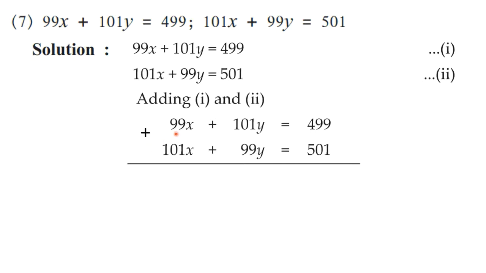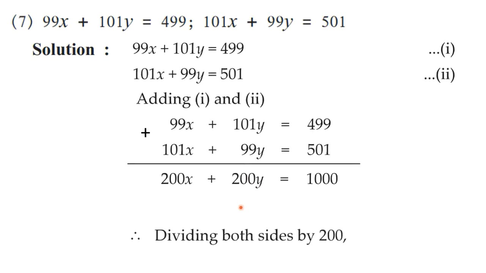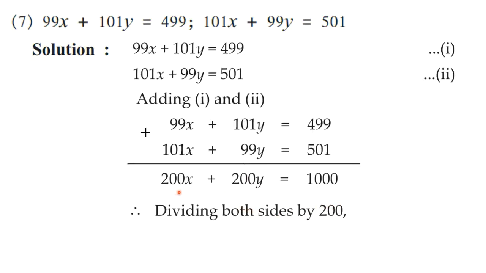Now let's add the coefficients. 99 plus 101, we get 200x here. Here again 101 plus 99, so we get 200y. And if we add 499 and 501, we get 1000. So after adding, we got this equation. But further we can simplify it. All these terms are divisible by 200. So divide both sides by 200 and we get the simple equation x plus y is equal to 5.